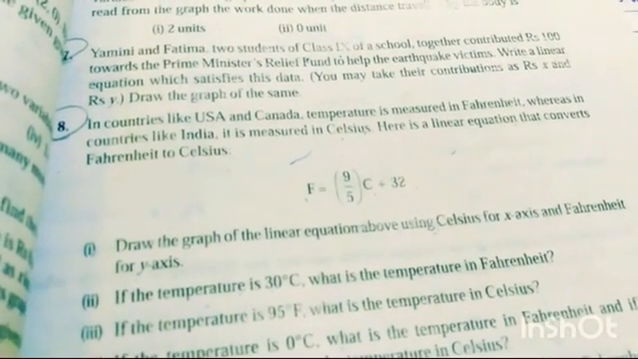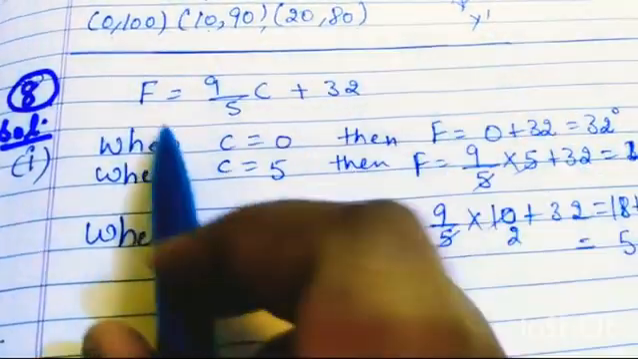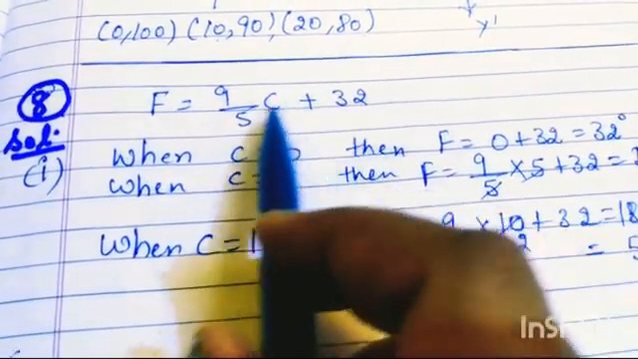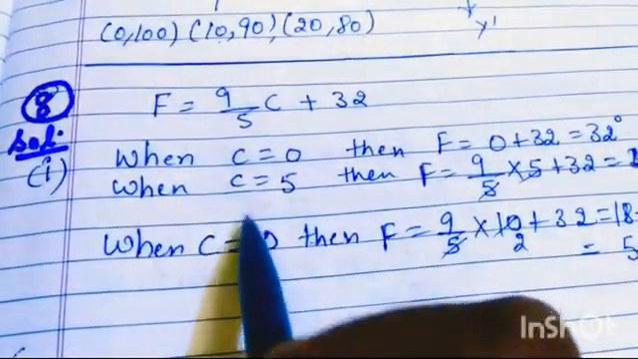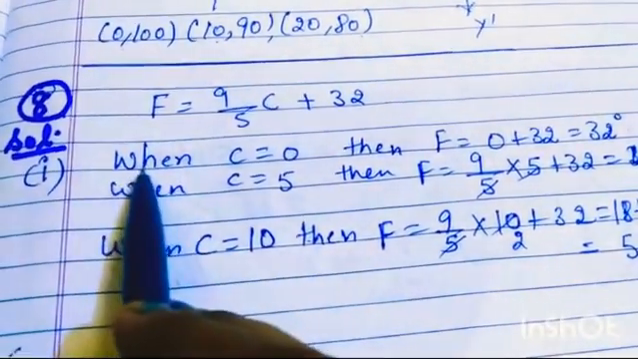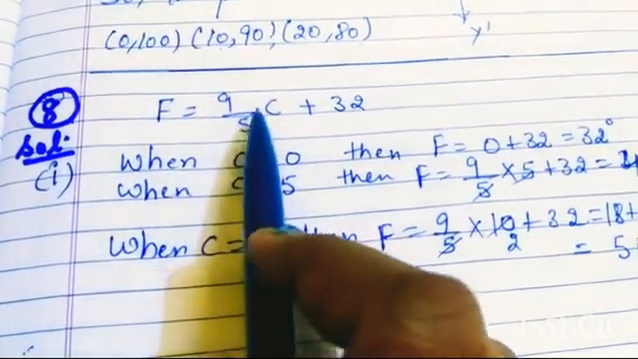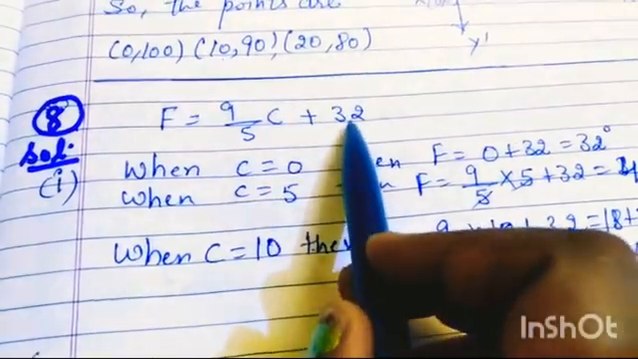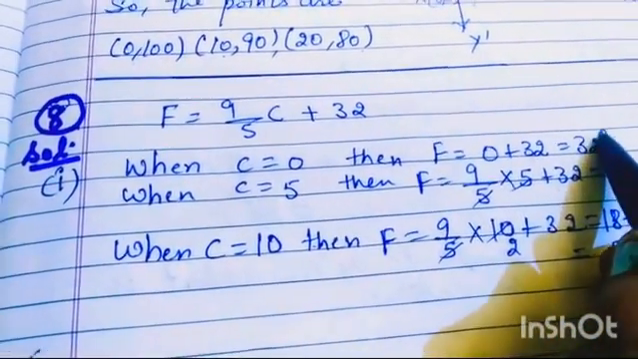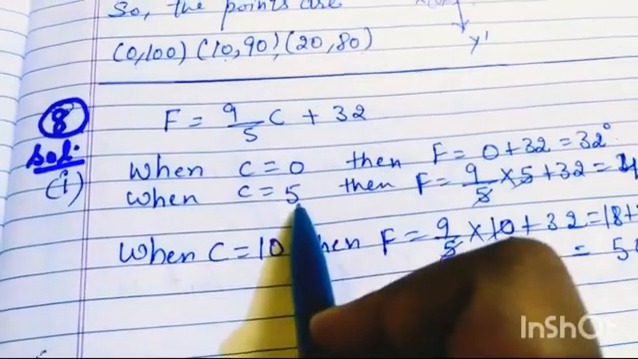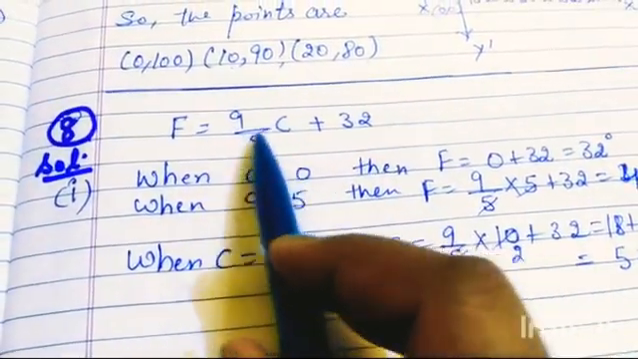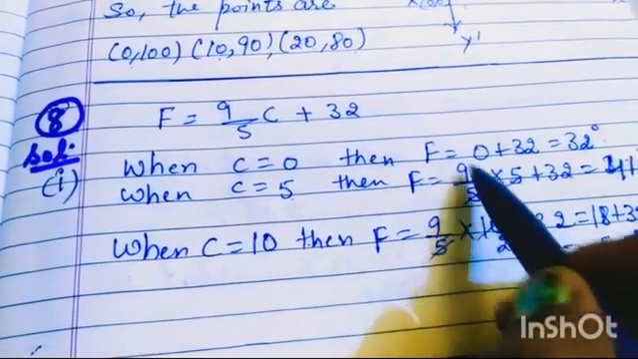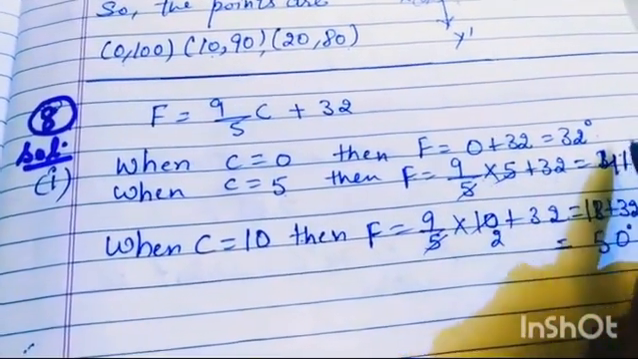First of all, we will solve this. It is a linear equation given F equal to 9 over 5 C plus 32. First of all, we will take values of C and find out the value of F. When C equal to 0, then value of F is F equal to 9 over 5 into 0, this all will become 0, plus 32. 0 plus 32 is 32 degree. When C equal to 5, then F equal to 9 over 5 multiplied by 5 plus 32. Then 5 will be cancelled with 5. What is left? 32 plus 9 is 41.